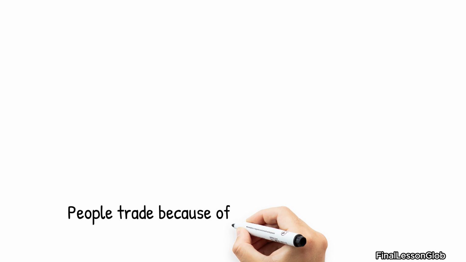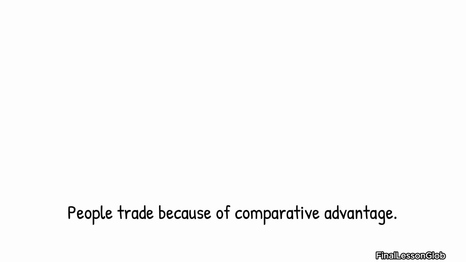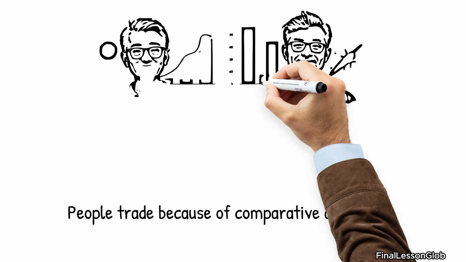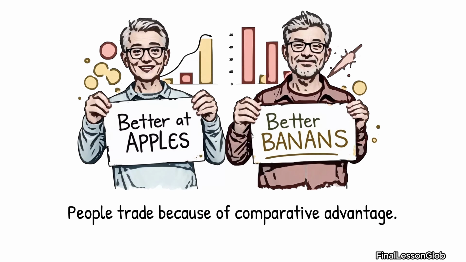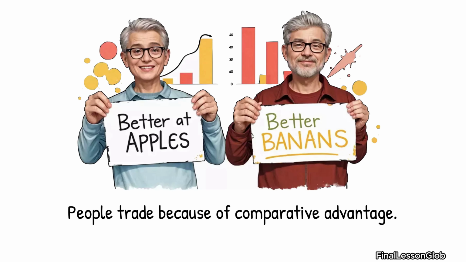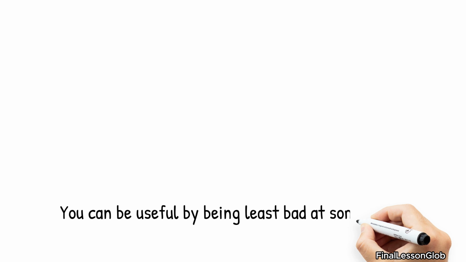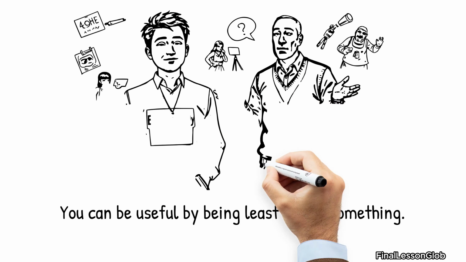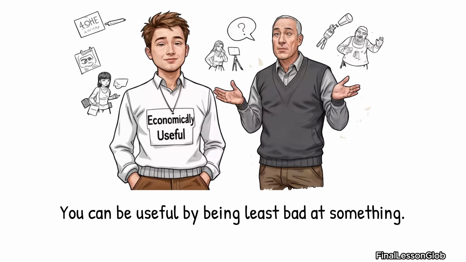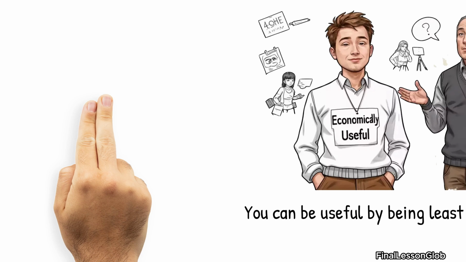Anyway, back to trade. Why do people trade? Because of comparative advantage. It's when you're better at doing one thing relative to how bad you are at another. Even if you're worse than everyone at everything, you can still specialize and benefit from trade. That's right, you might suck at everything, but someone else sucks more proportionally. Congratulations, you're economically useful. Trade isn't about being the best. It's about being the least worst at the right thing.